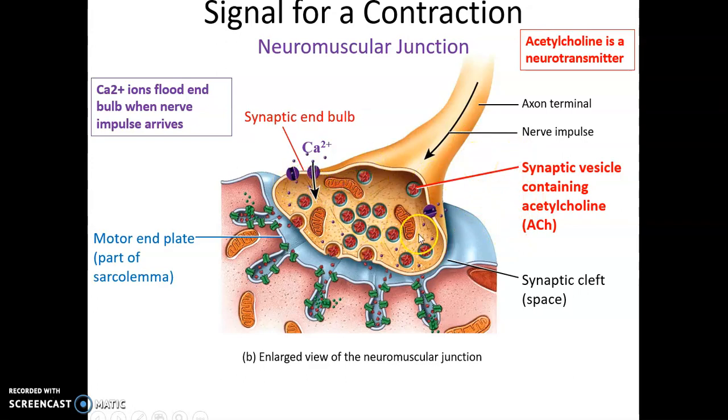So within the synaptic end bulb are these synaptic vesicles, lots and lots of synaptic vesicles. And these synaptic vesicles are filled with the neurotransmitter called acetylcholine. So the nerve impulse arrives at the synaptic end bulb. This causes the opening of calcium ion channels, and calcium ions will flood into the synaptic end bulb, going from high concentration to low concentration.